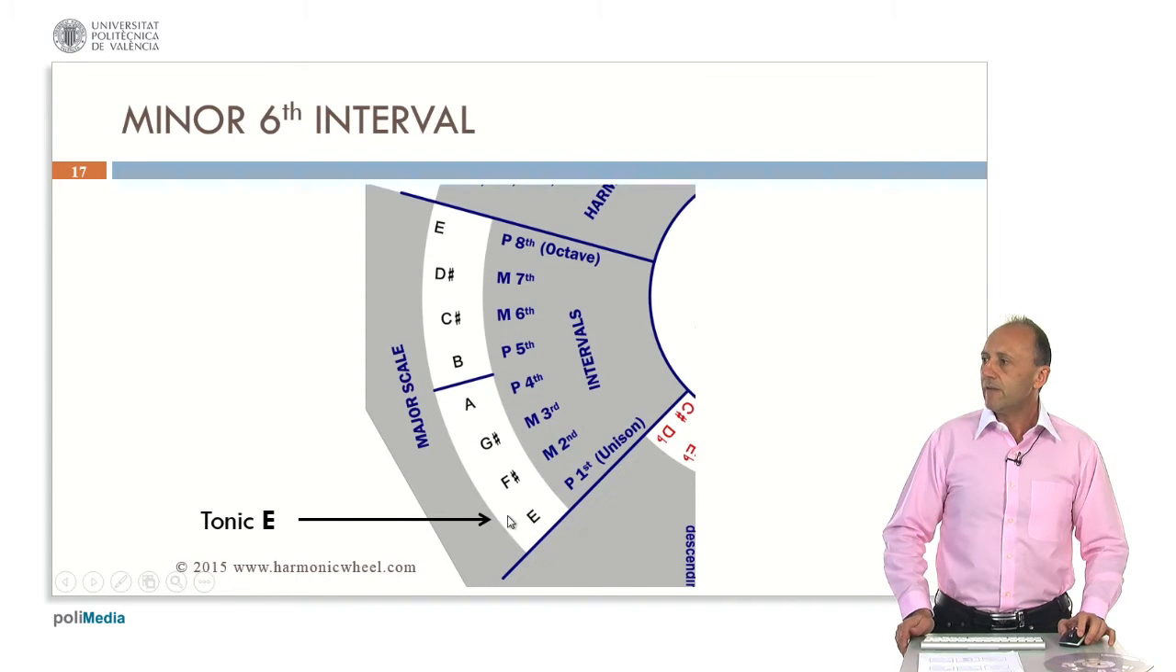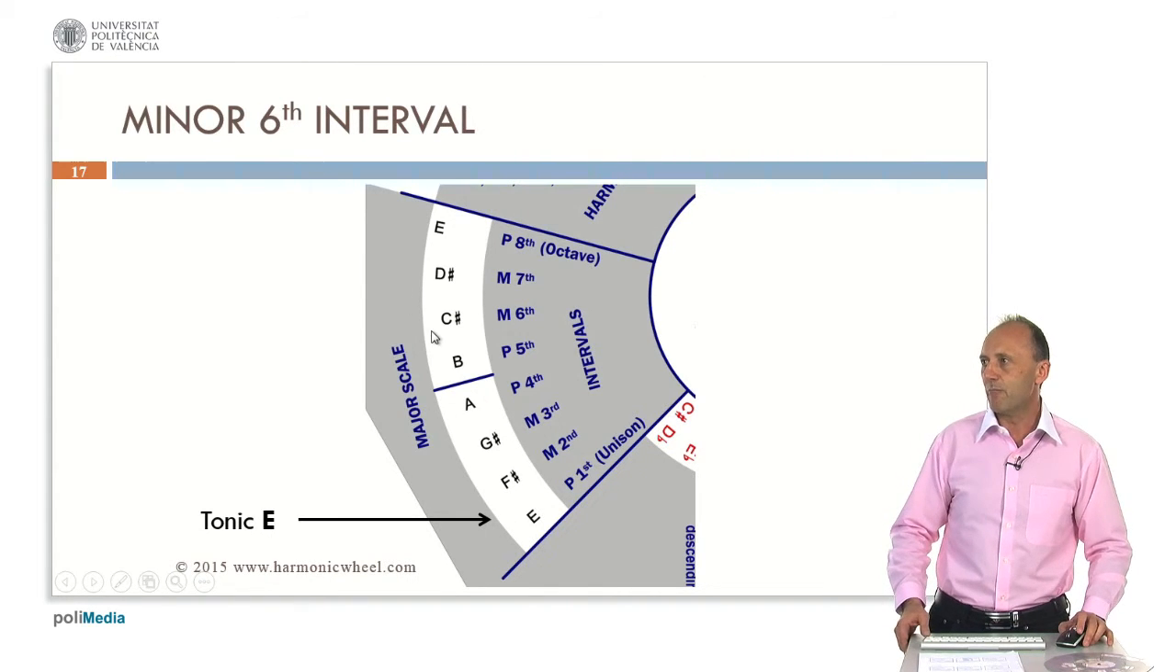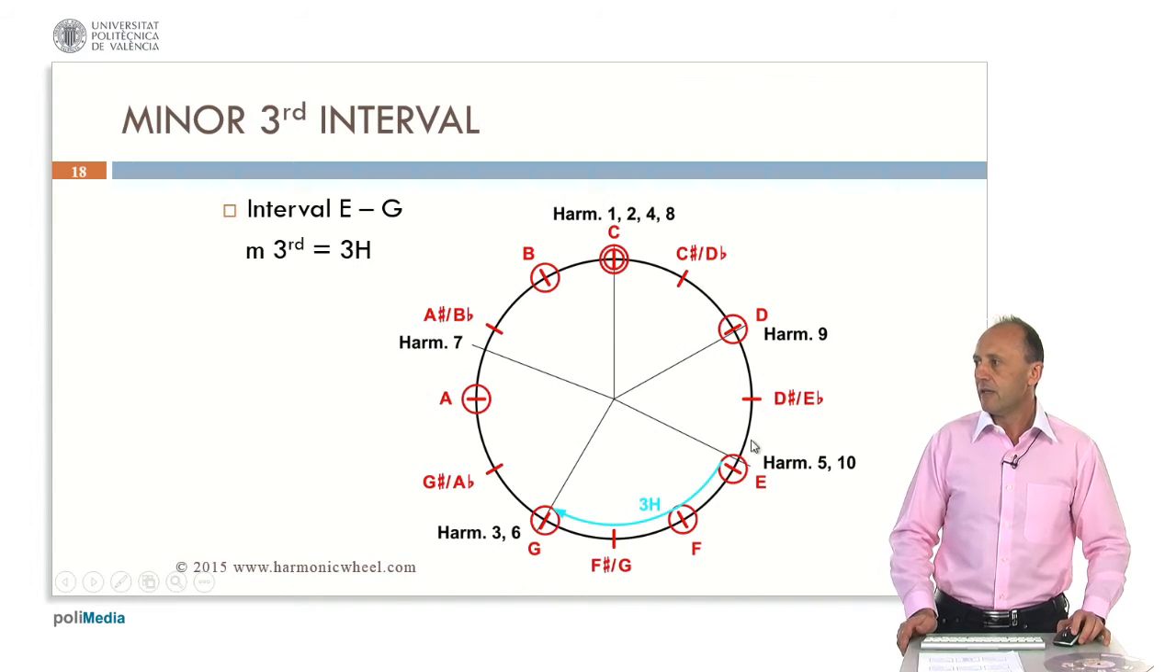We can verify that the interval between E and C is a minor sixth, because if we go to the E major scale, we can see that from E to C sharp we have a major sixth. So from E to natural C we have a minor sixth interval.